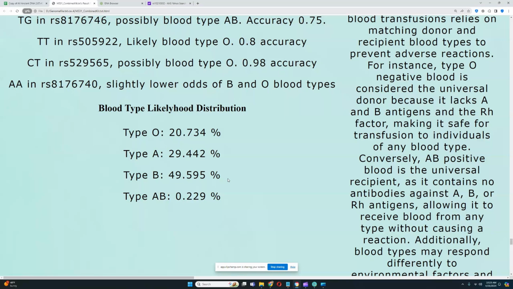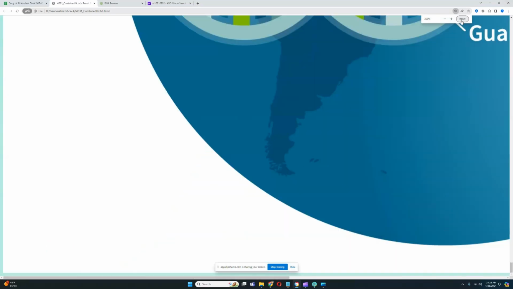Then it's type A. Then it's type O. And it's definitely not type AB, but it could be type B, type A, or type O. It's most likely type B, but it could be A or O as well. It looks like in this file, there is not enough data to really determine it more precisely, but it's most likely type B. That's all I can say about the data that's here.